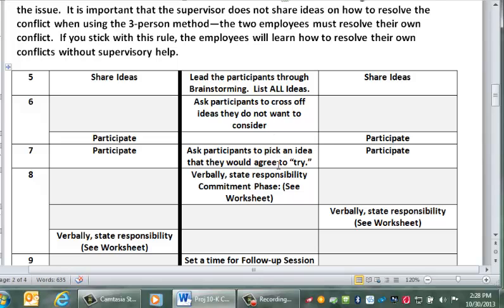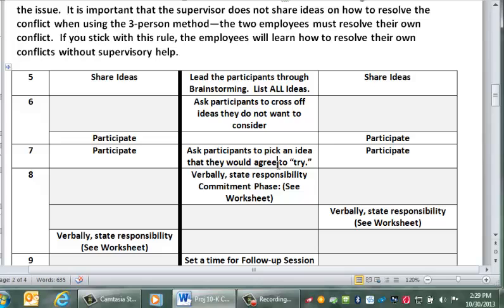I'm going to get them to participate, to pick an idea that they would both like to try. Now, I want to make it real clear here. It's very, very important that the supervisor does not contribute to brainstorming or selection of ideas. You cannot participate in that. It has to be John and Joan's idea of what they'd like to try. Even if you have the best possible idea on your brain, you may not say it.